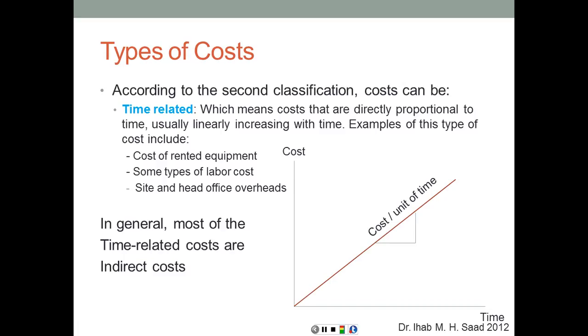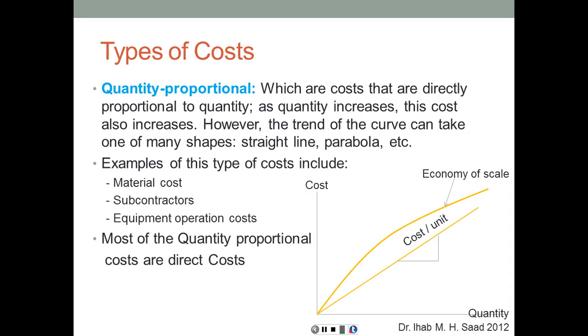The third type of costs is going to be slightly different, because now on the horizontal axis we do not have time anymore, but we have quantity. On the vertical axis we still have cost. So now we're trying to plot the relationship between quantity and cost. These are the costs that are directly proportional to quantity. As quantity increases, this cost also increases.